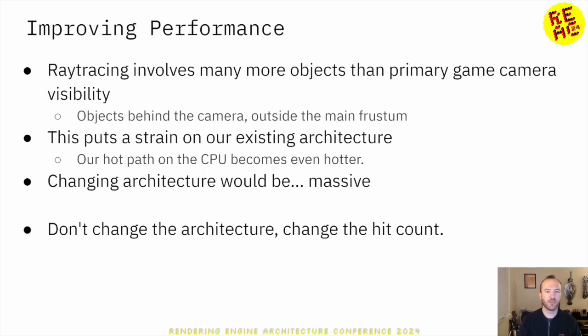Considering how central this whole mechanism is to the engine and how ray tracing is coming online after shipping the game, changing this architecture by, say, reworking the work distribution model or the state machine mechanism would be a massive undertaking. Instead, our best option is to optimize by changing the hit count rather than the architecture. Lowering the temperature on this hot path should alleviate the performance bottleneck.